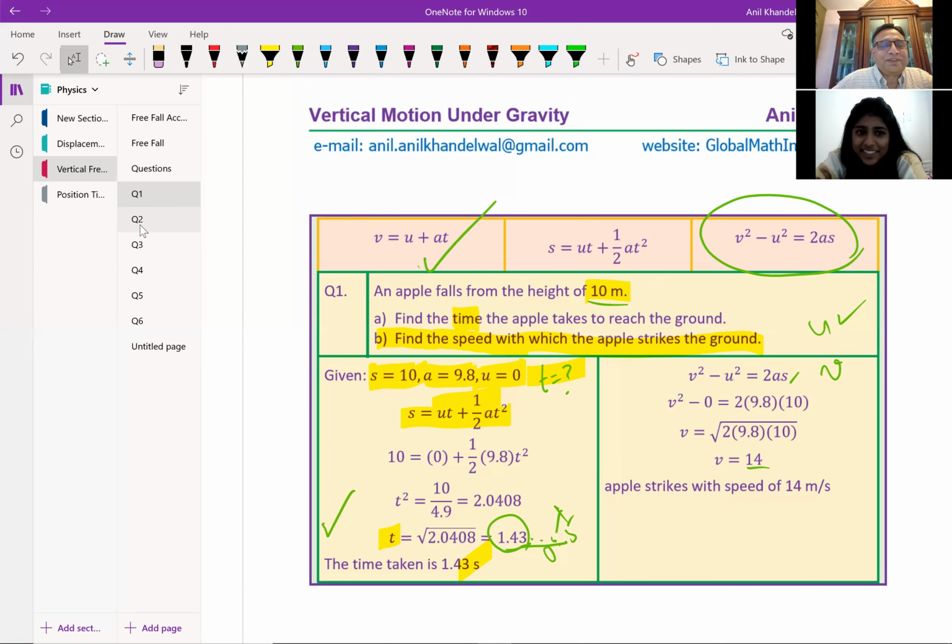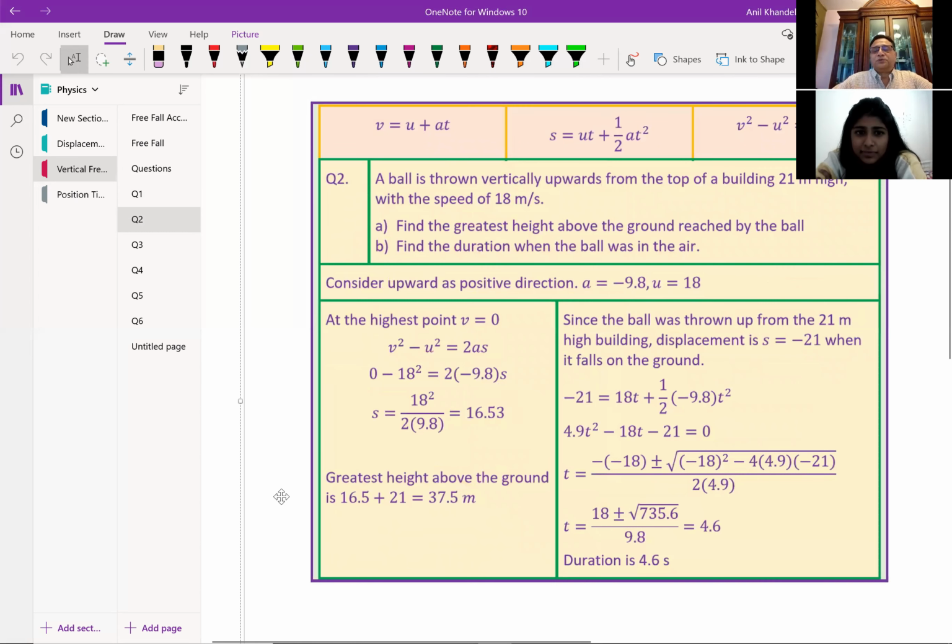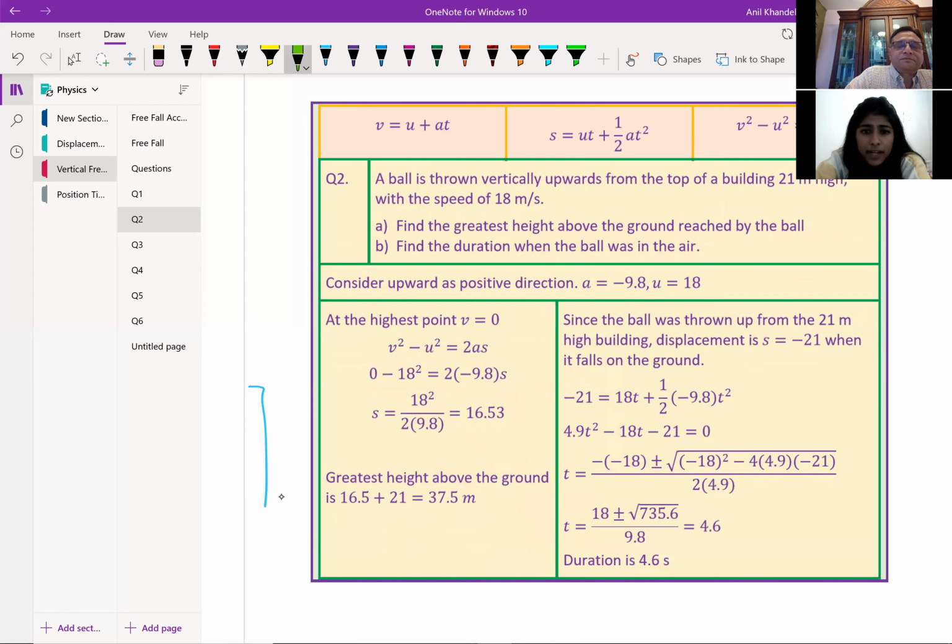Question number 2. Can you please read this question and then explain your strategy? A ball is thrown vertically upwards from the top of a building 21 meters high with a speed of 18 meters per second. Find the greatest height above the ground reached by the ball. So when it says vertically upwards, that means our acceleration would be minus 9.8 because it's in the opposite direction.